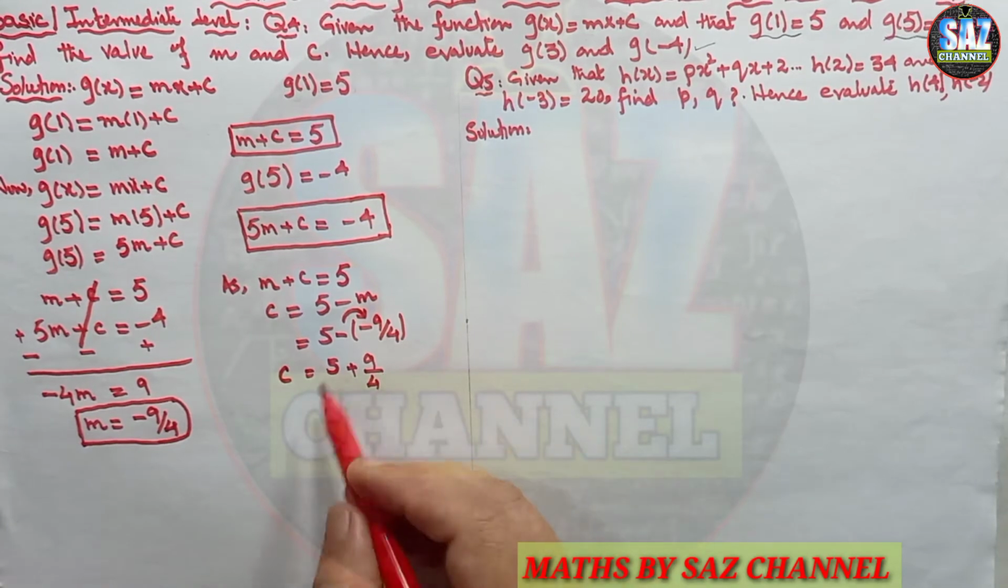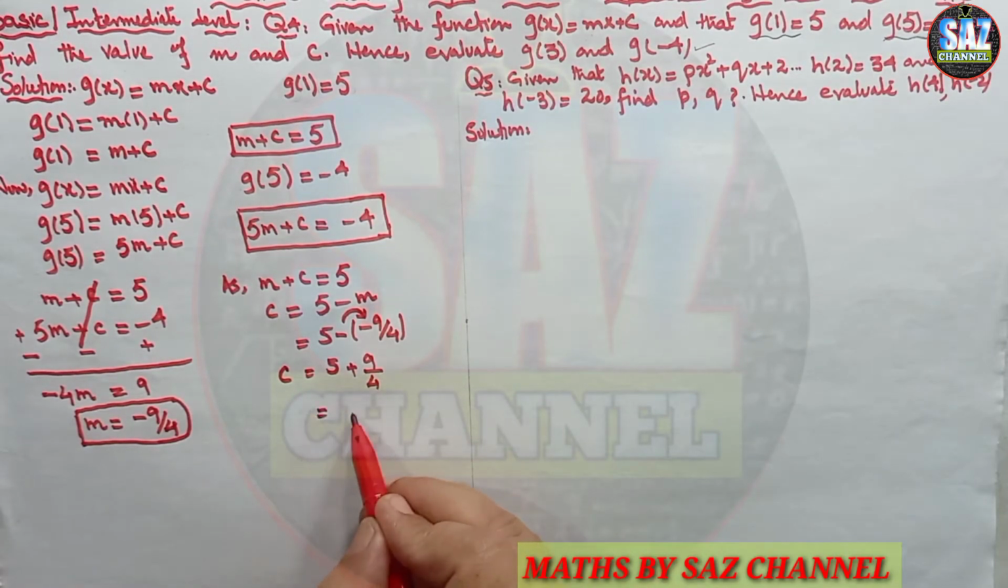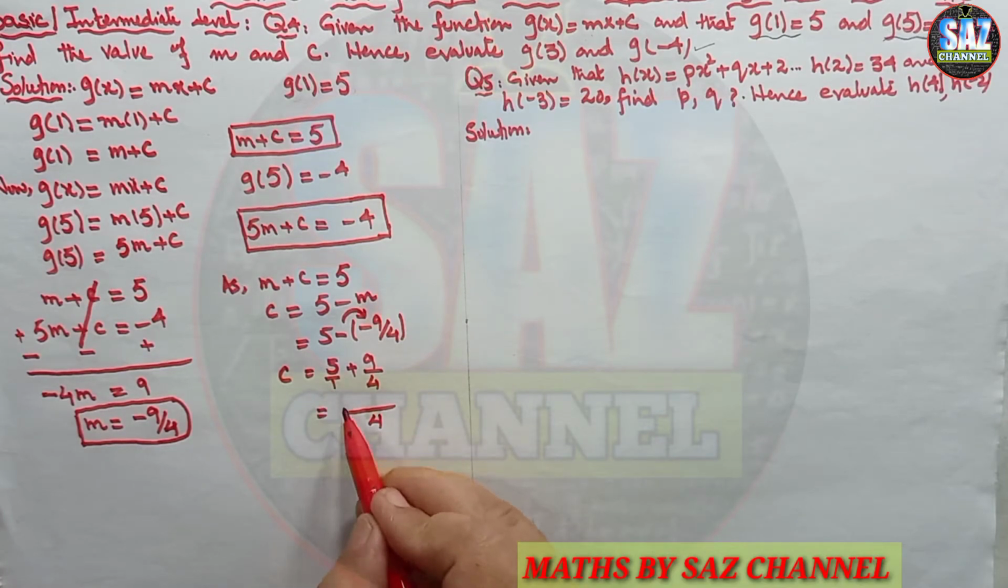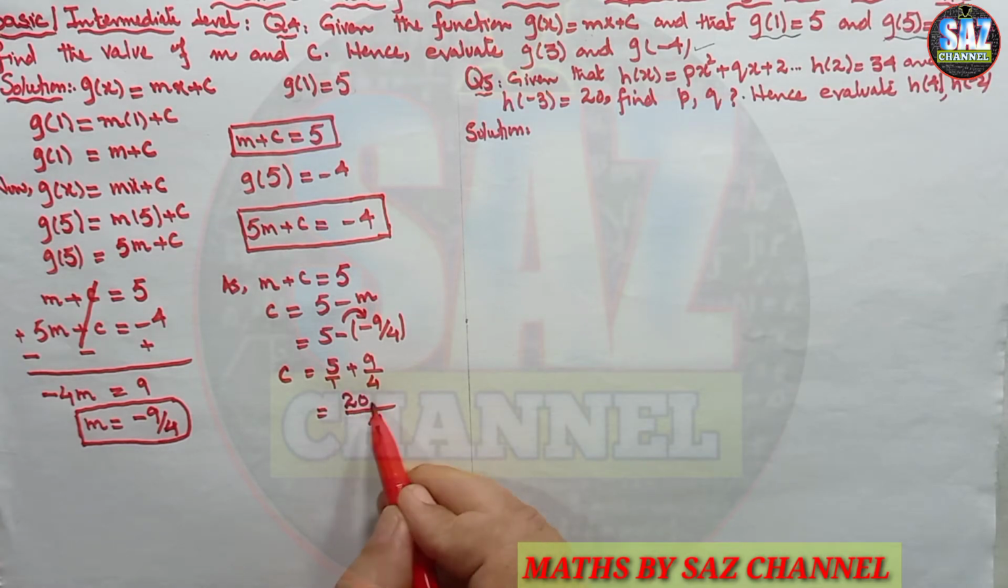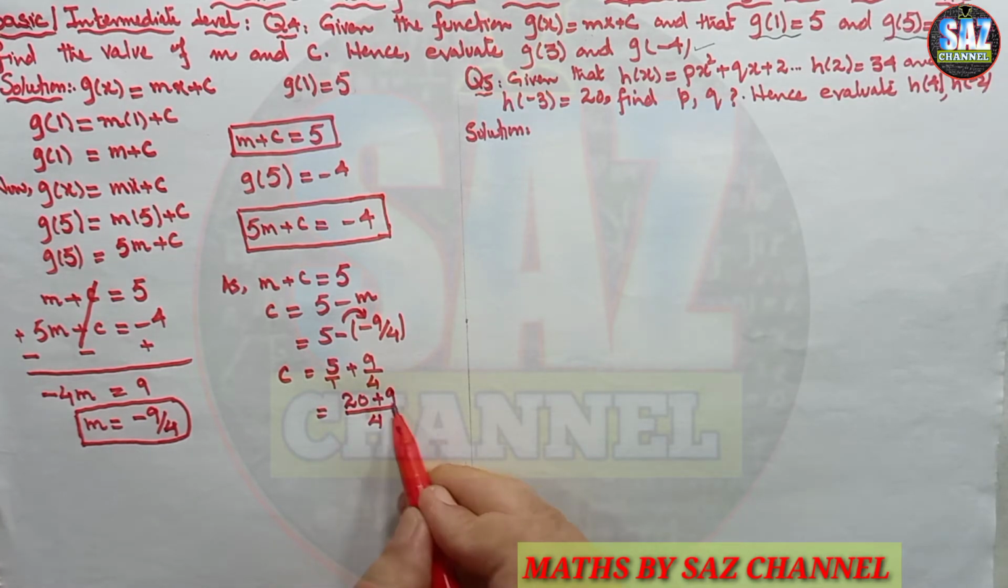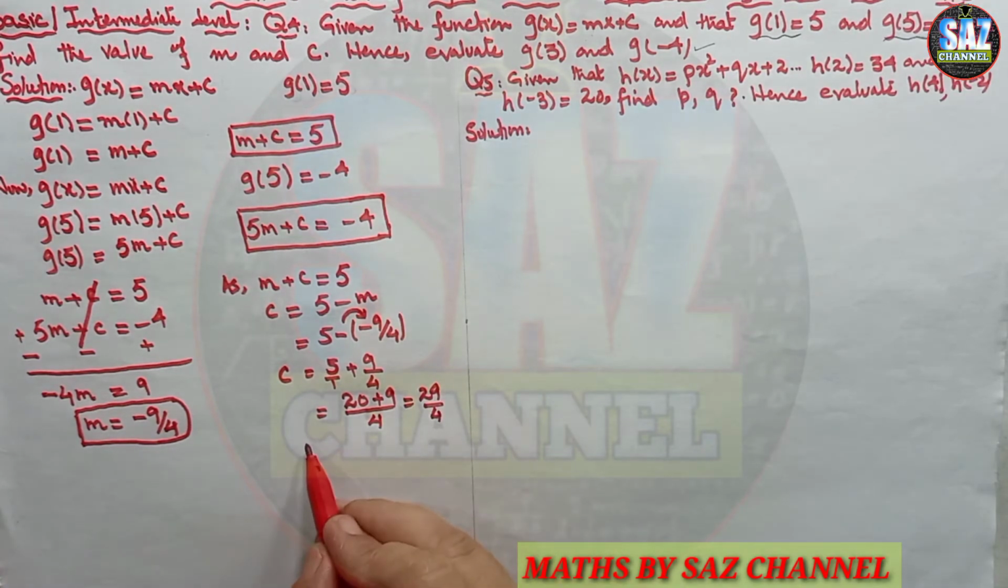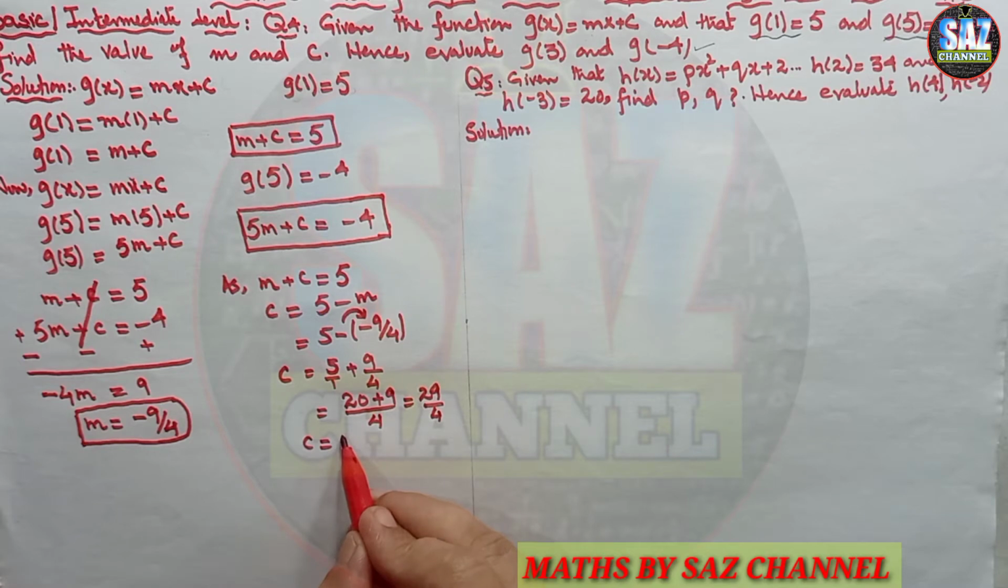Because the value is in fraction, we have to take the LCM, and LCM will be 4. 5 has a denominator 1. 1 how many times is 4? That is 4, and 4 will be multiplied by 5. That will give me 20 plus 9, which is equal to 29 by 4. So the value of c is 29 by 4.